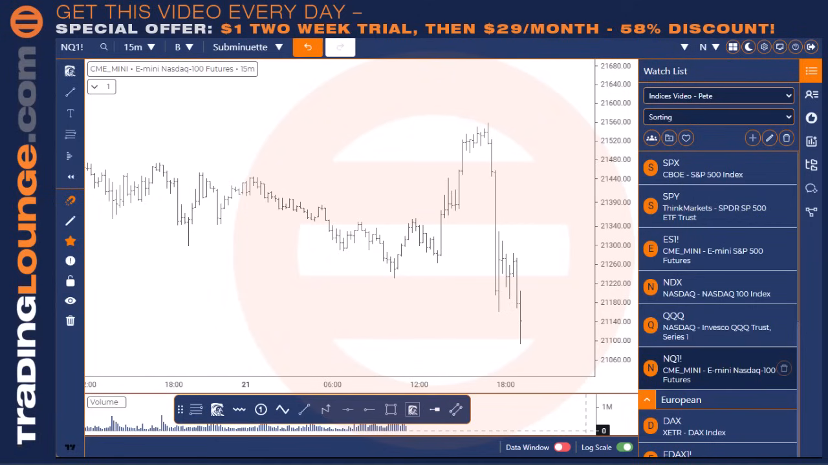Okay, so that's that. Let's go and have a look at the Aussie. So this is the cash market here, just to have a look at the bigger picture first. We're quite close to the old highs over here. We're looking at this as an ABC pattern here.